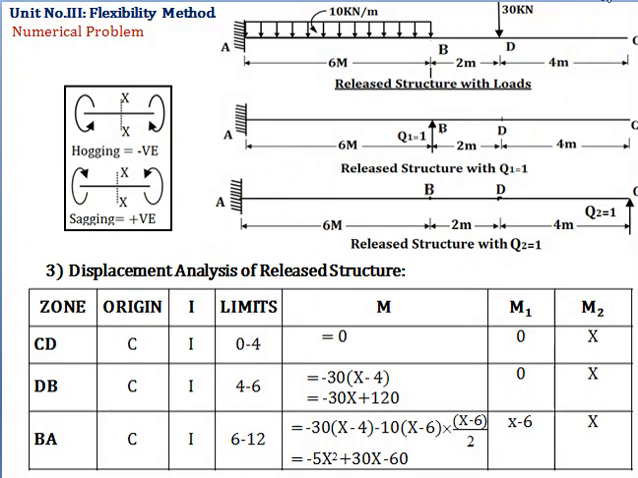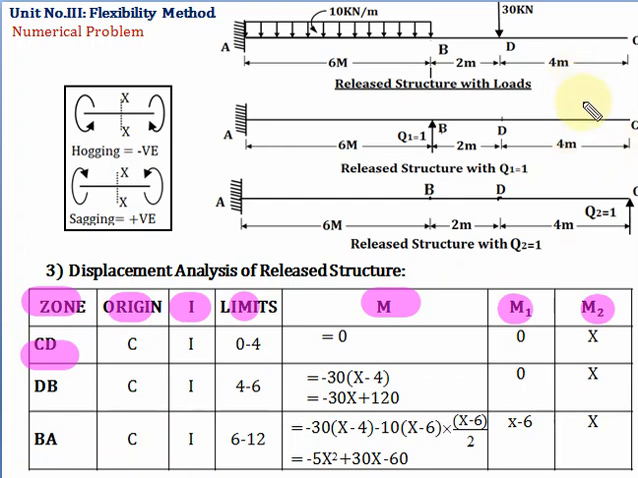So the first is the zone, second is the origin, then moment of inertia, then limits, then bending moment in the release structure with load. Okay, so the bending moment due to Q1 equal to 1, and M2 is nothing but bending moment due to Q2 equal to 1. So these are the different columns, and the first column is the zone.